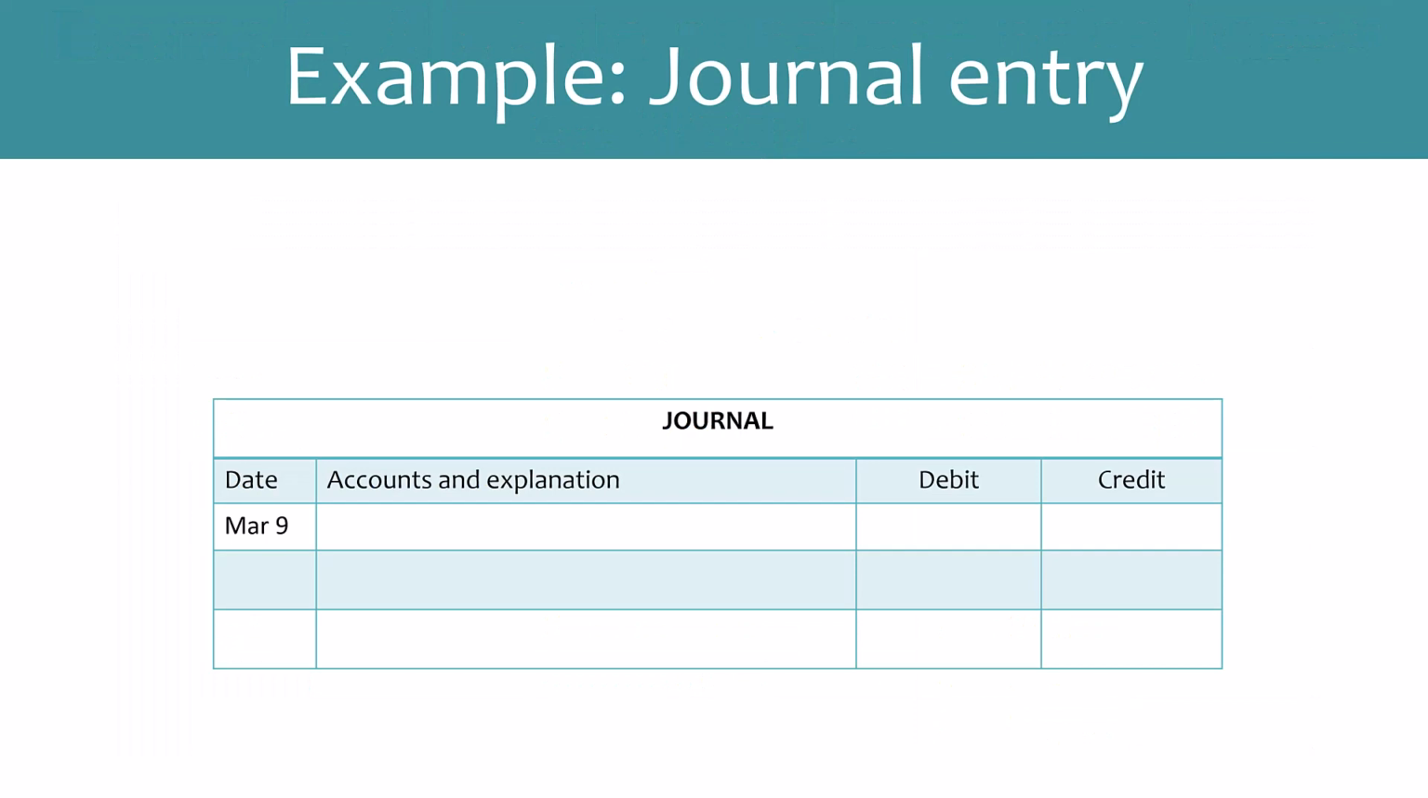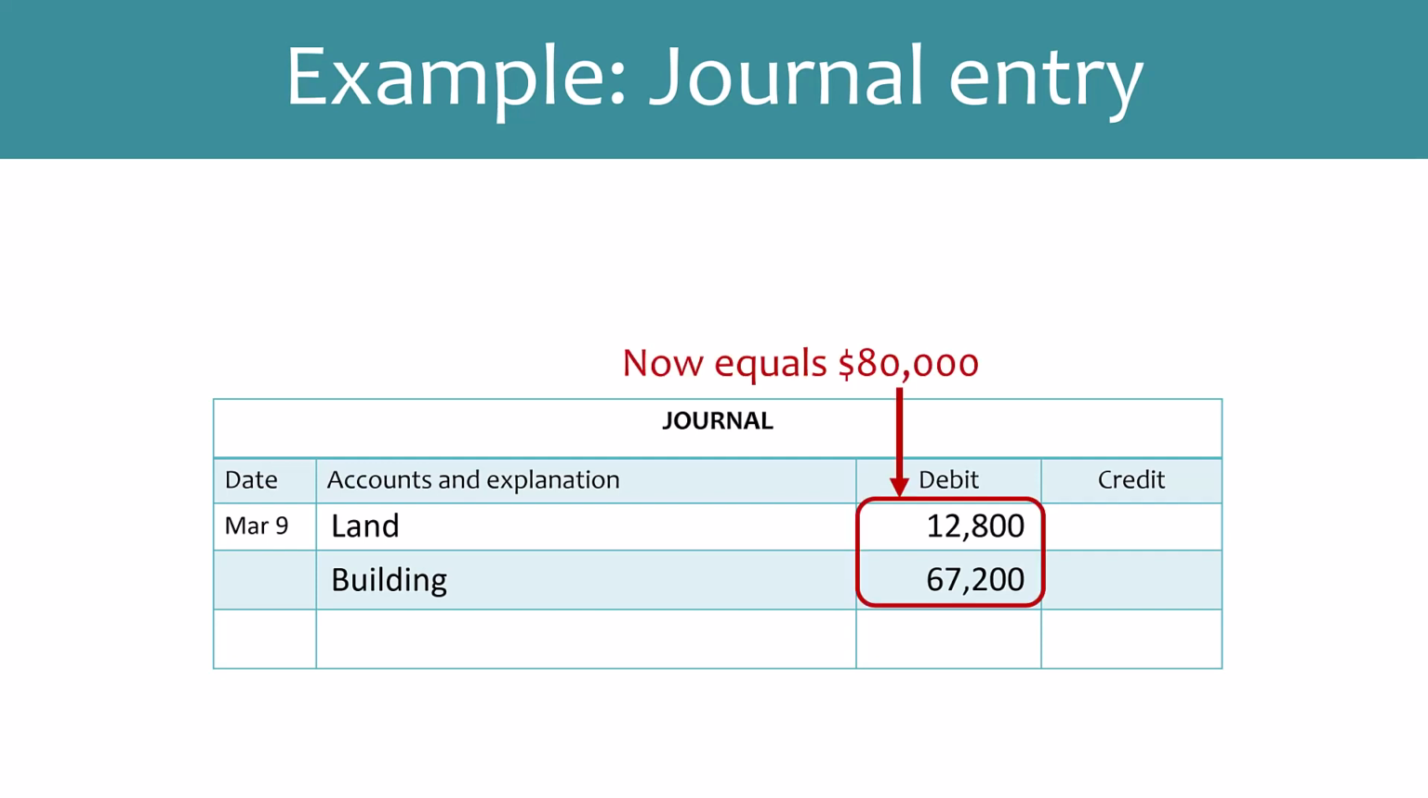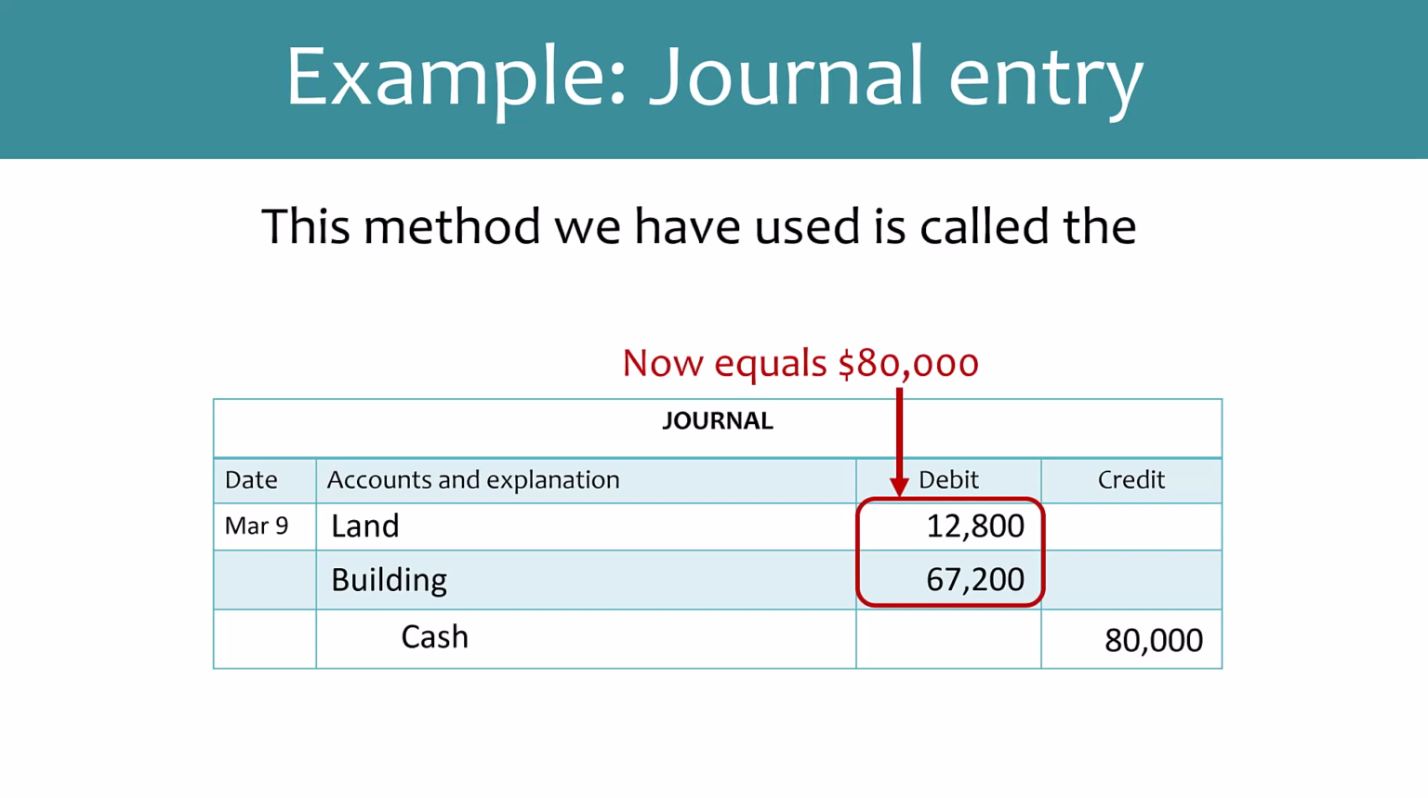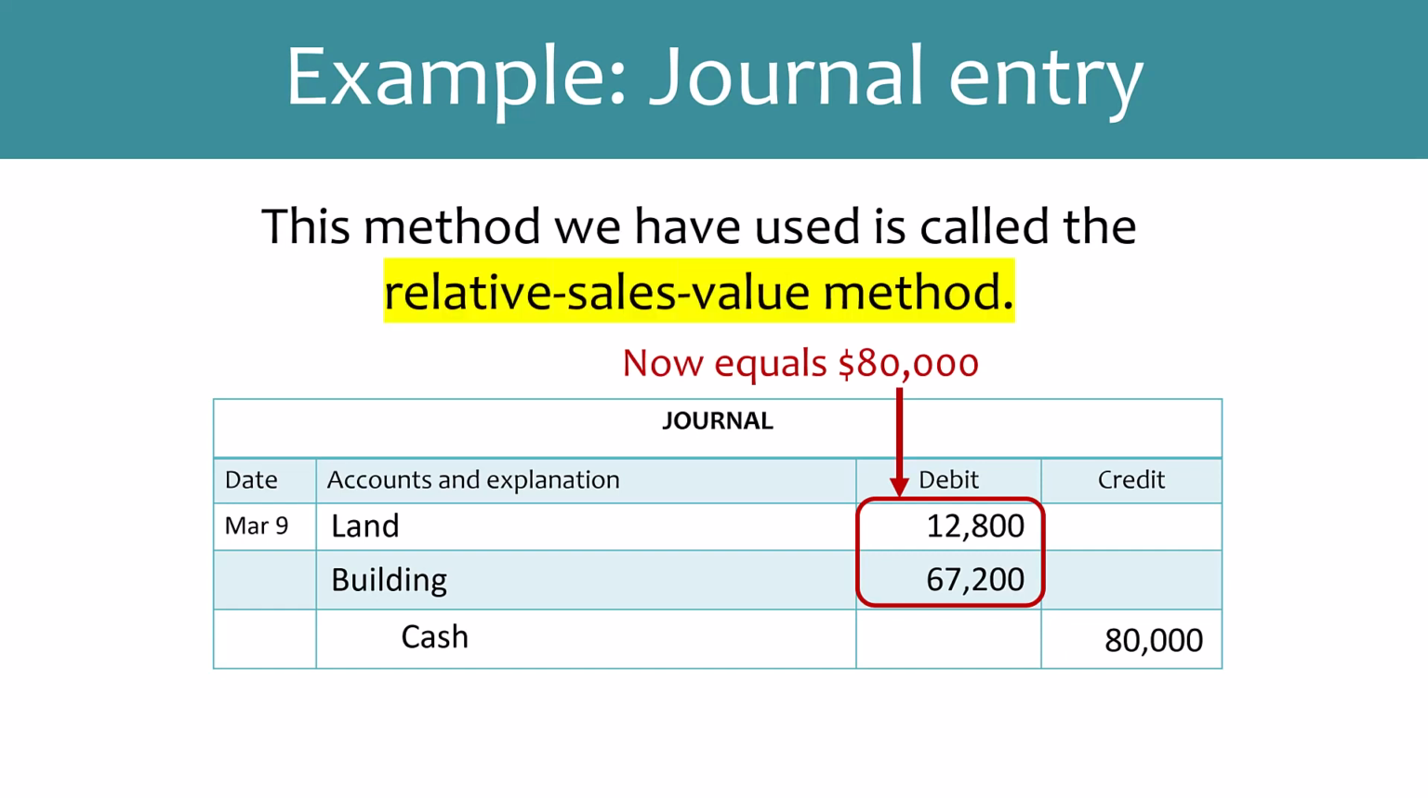So what we're going to see in a journal entry is, first of all, we're going to book the land for $12,800. Next, we'll book the building for $67,200. And those two combined equal $80,000. Our cash that we paid is $80,000. And this method that we have used is called the relative sales value method.